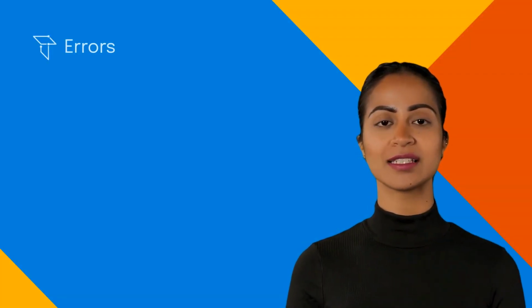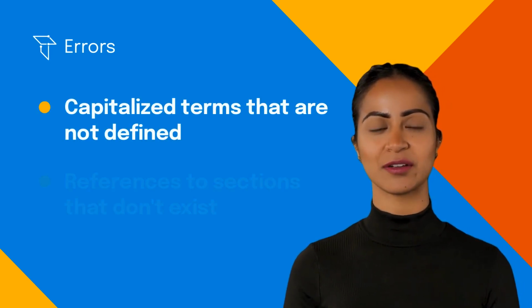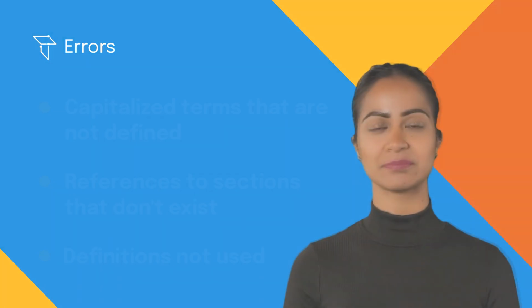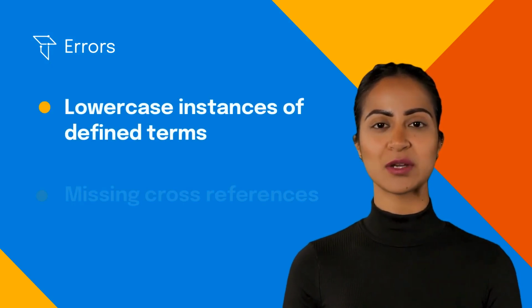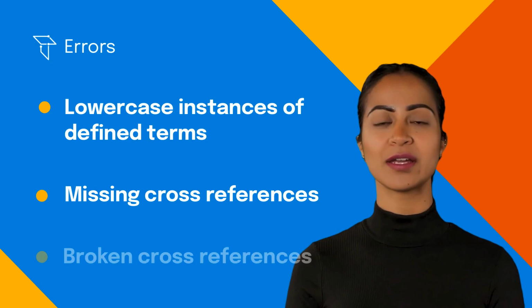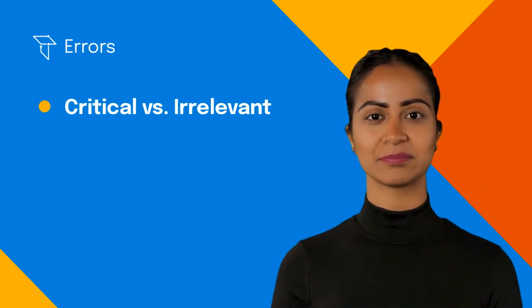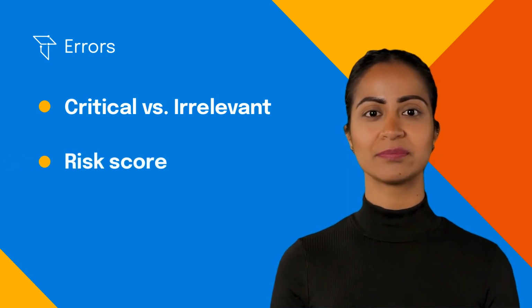TermLynx detects 6 types of errors: capitalized terms that are not defined, references to sections that don't exist, definitions not used, lowercase instances of defined terms, missing cross-references, and finally, broken cross-references. Some of these errors are critical, while others are irrelevant. TermLynx will use its artificial intelligence to create a risk score to sort errors by relevancy. It's the probability that the error is material to the document.